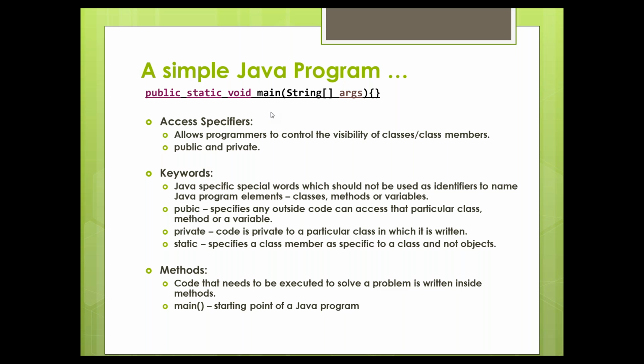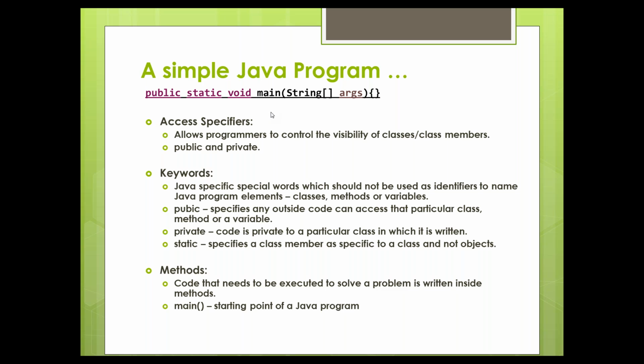So when you want to write a program and execute it, it must have this particular method with the same signature that we are seeing on the screen. That is public static void main with String array. The square brackets represent that the particular parameter is an array.